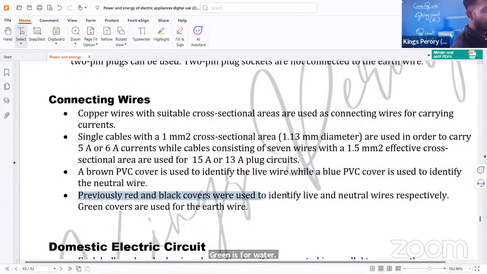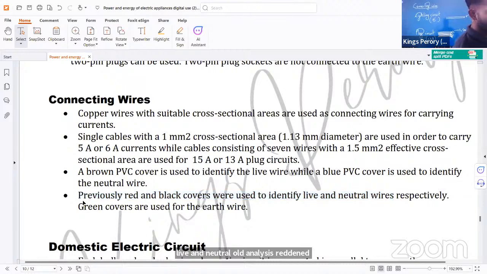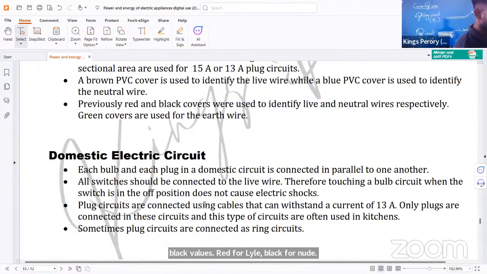Previously, red and black covers were used to identify live and neutral. In older houses, red and black were used. Red for live, black for neutral. Green covers are used for earth wire.